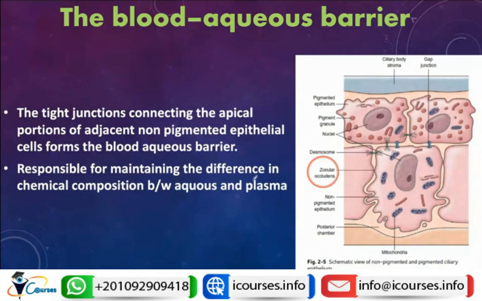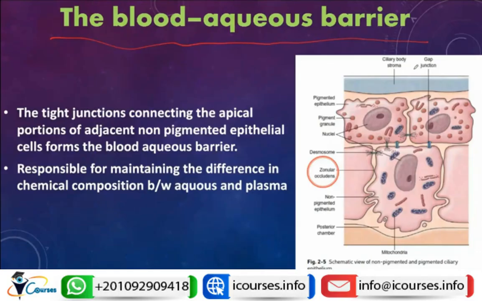Then we come to another important area, which is called the blood-aqueous barrier. The blood-aqueous barrier is a barrier that is present at the apical portion of the non-pigmented ciliary epithelium, so that it will selectively choose what to enter the aqueous and what not to enter the aqueous from the plasma.